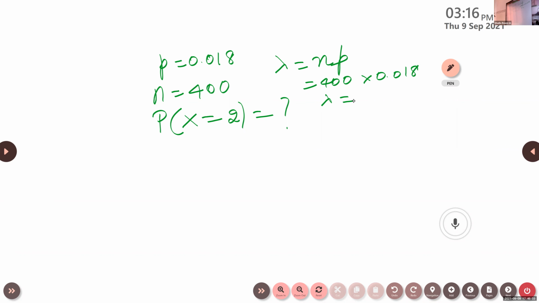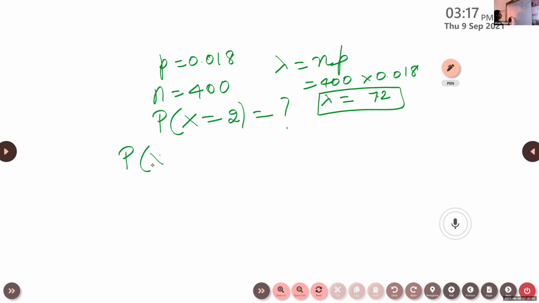Yes, calculate and tell me. Is it 72? Is it 7.2? 0.018, 3 places. So after decimal, if I put 3 places, is it correct? Is it correct, Aishwarya? Yes, ma'am. So lambda is 7.2. Now write the distribution.